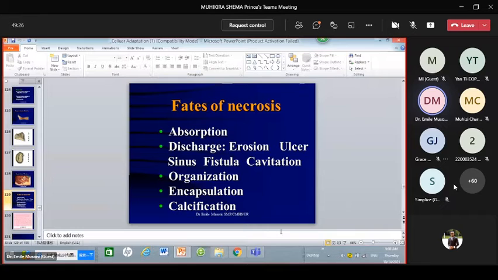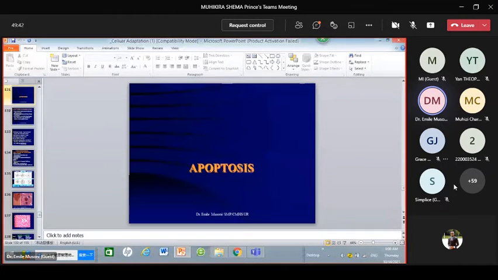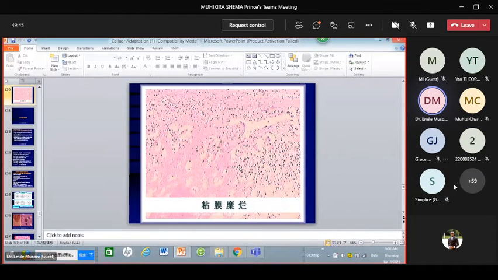The effects of necrosis can be absorption, discharge, erosion, disorganization, encapsulation, and some calcification. So this one is eosinophilic material, this is necrosis. I have shared some links where you can see some images of those necroses. Your leader will share with you some links where you can see images for your practice.